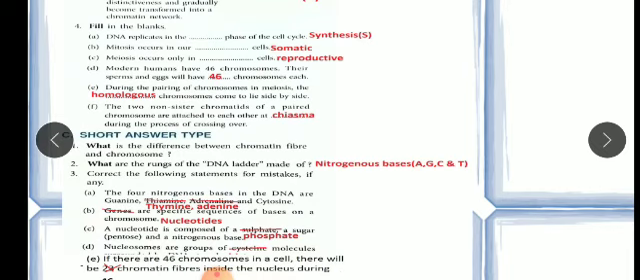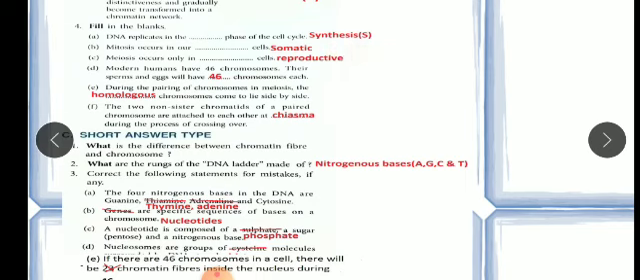Now the fourth one is fill in the blanks. DNA replicates in the dash phase of the cell cycle. So we know that most of the DNA replicates in the synthesis phase. So here I have written synthesis and also S to specify the answer.